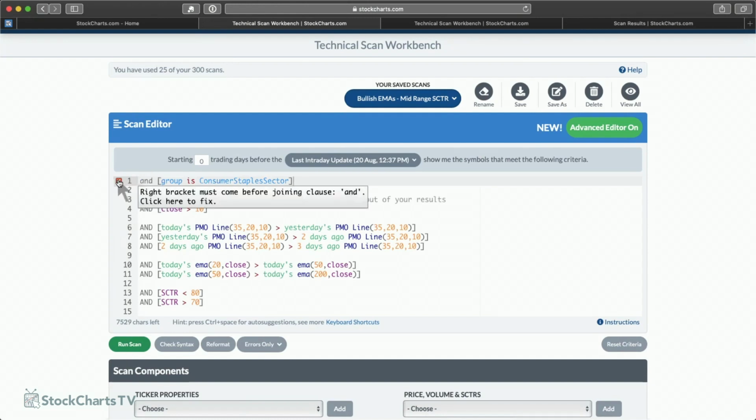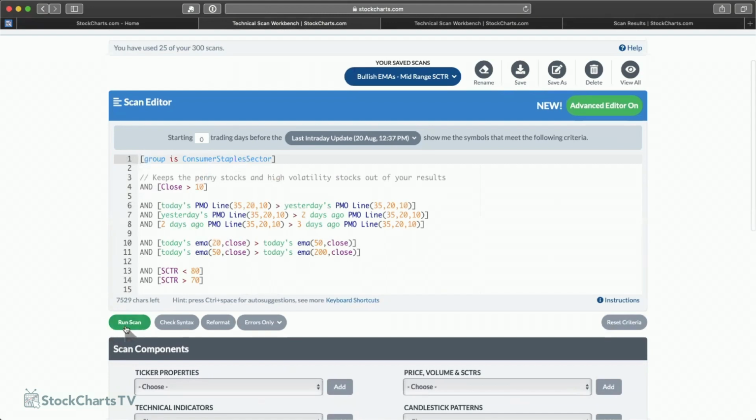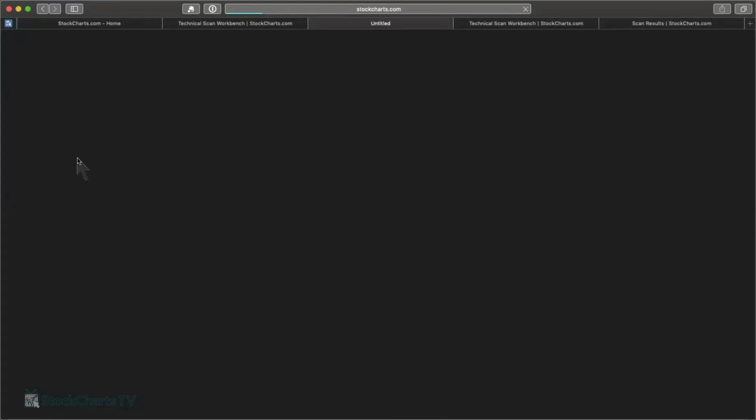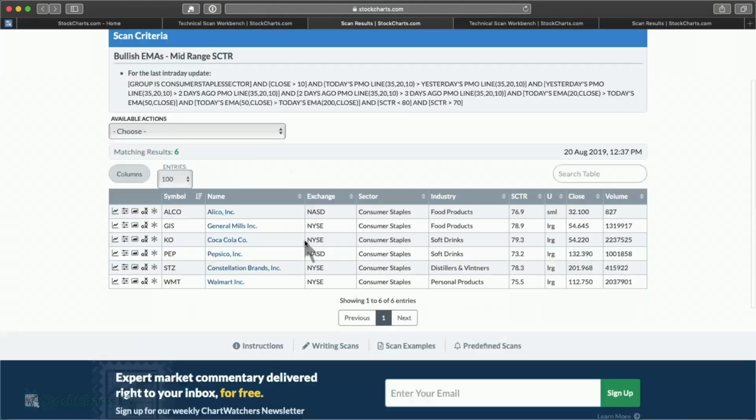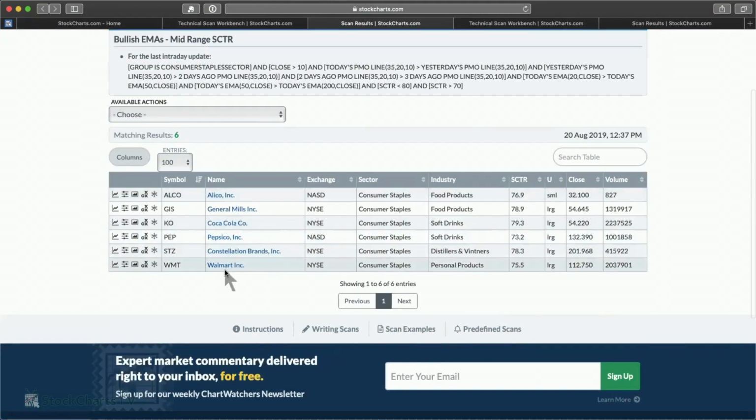Now you notice this little X. That's because you can't start a scan with an and. So I'm just going to take that one right out there. And now let's run it and see how many results we get. So we had 67 before, and now we're going to have a little bit less than that, 6. So then you can take a peek at each of these consumer staples.